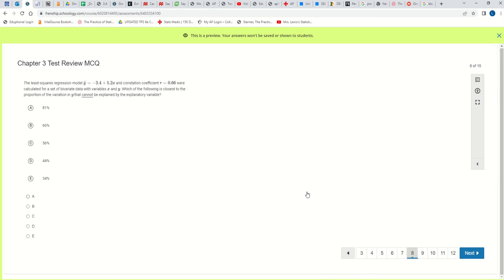Next, here's a least squares regression model and correlation coefficient R. They were calculated for a set of bivariate data with variables x and y. Which of the following is closest to the proportion of the variation in y that cannot be explained by the explanatory variable? Whoa.